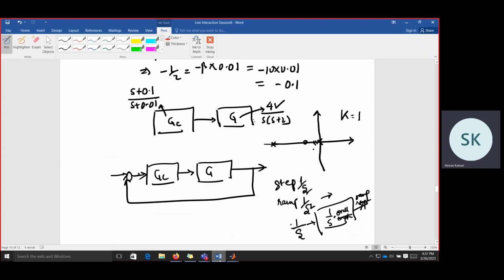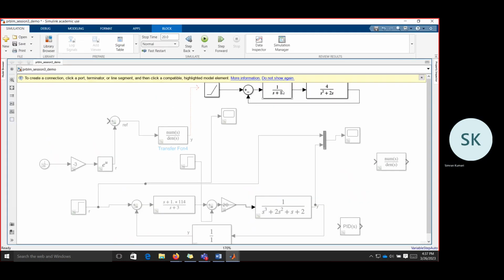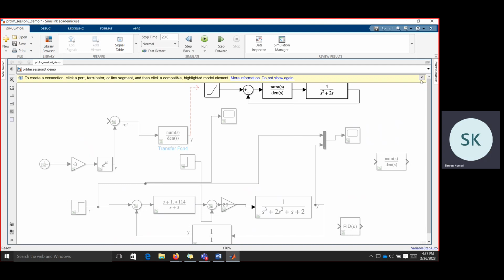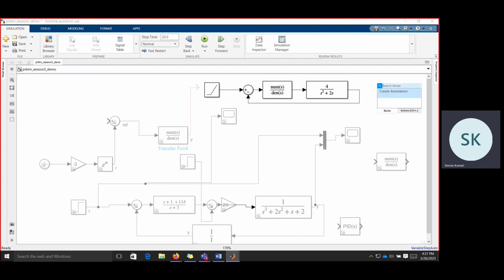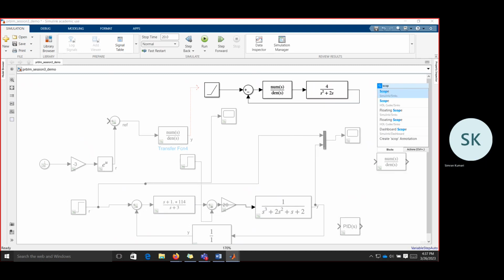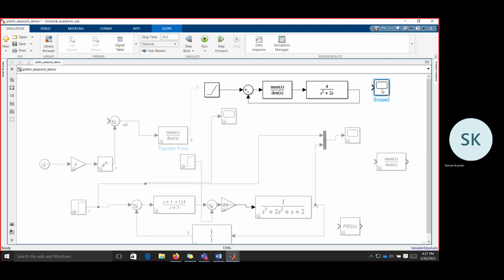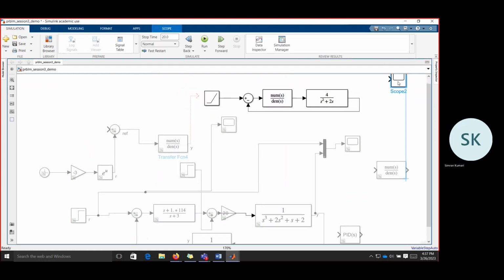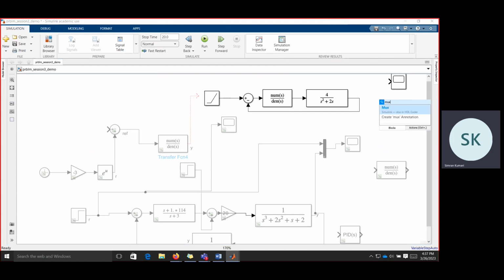And what is the compensator transfer function? (s plus 0.1) by (s plus 0.01). Okay. Now we have to see the response. So we'll just add a scope. Because there are two signals we want to check, one is the reference and another is the response, we add a mux.